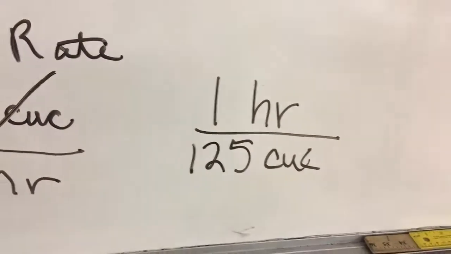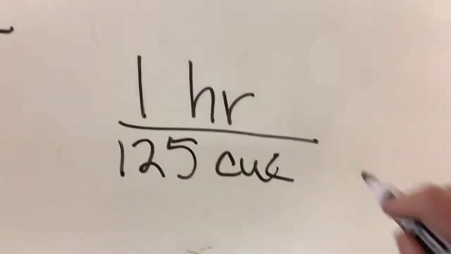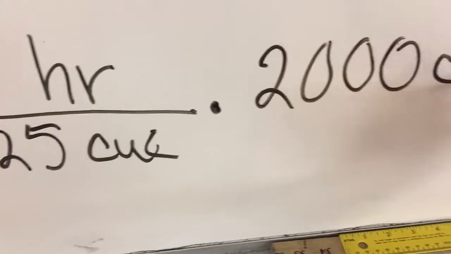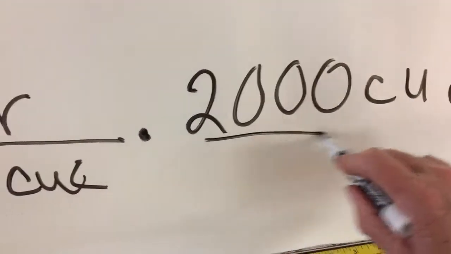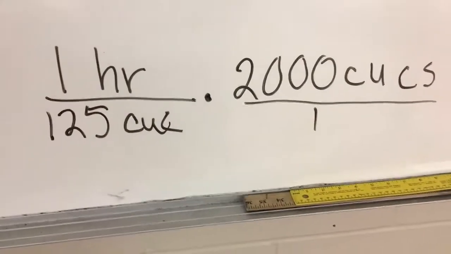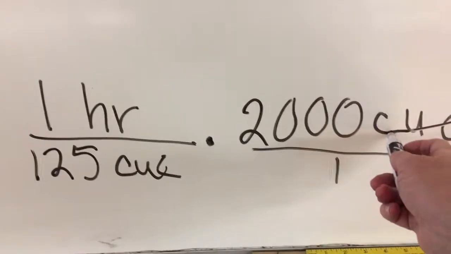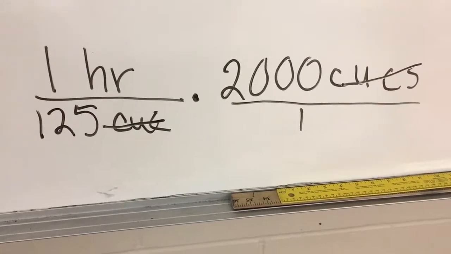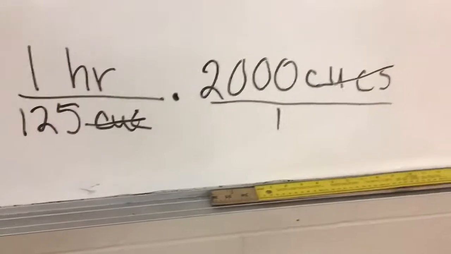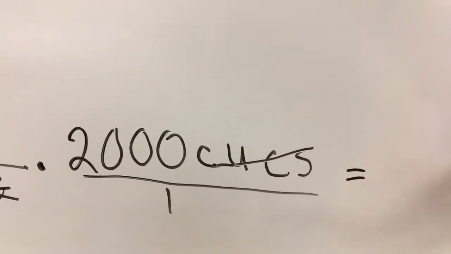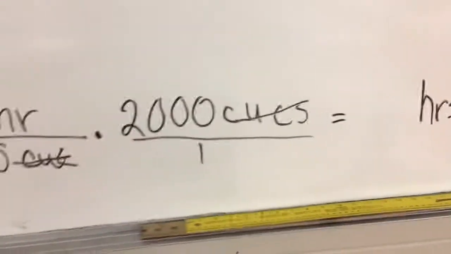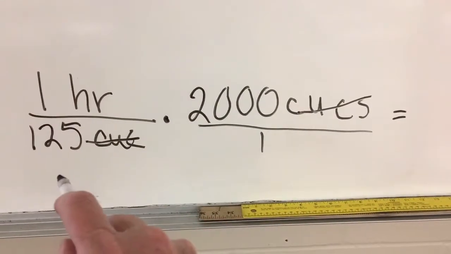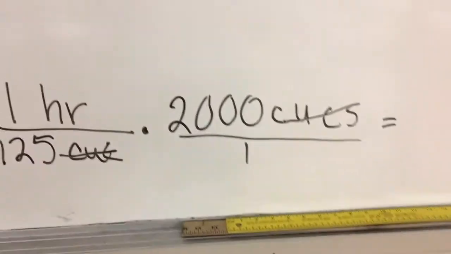So now we have 2,000 cucumbers. So we're going to multiply by 2,000 cucumbers. And you can just put a one down there. So notice that cucumbers will cancel cucumbers down here. And now I'm left with hours, which is what I want. I want hours out. So now over here, I'm gonna have hours. And then what is 2,000 divided by 125? Because 2,000 is on the top, 125 is on the bottom. Those are all of our numbers. So let's do that very quickly.